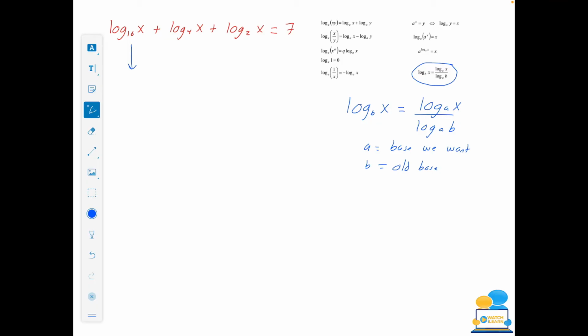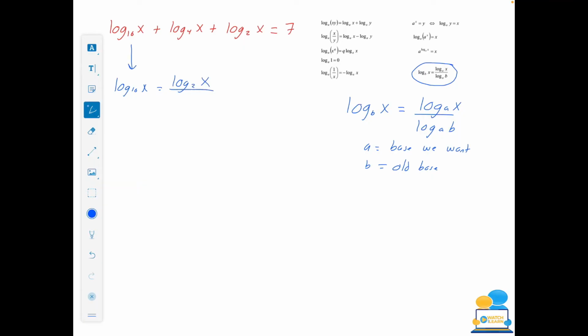So I'm going to take all the parts separately. First I'm going to take log to base 16 of x. b is our old base, so b is 16. And a is the base we want, so we're going to change it to base 2. How did I pick 2? We usually go with the smaller number, or the smallest possible base that we want to match it up with. It doesn't make a huge difference, but we'll go with 2.